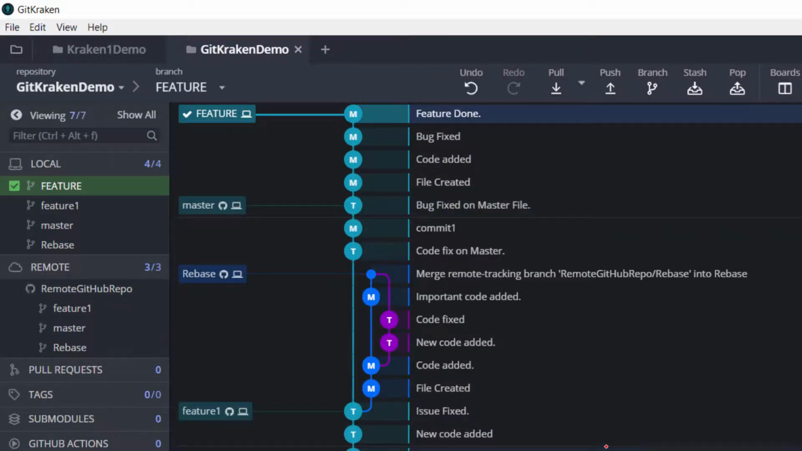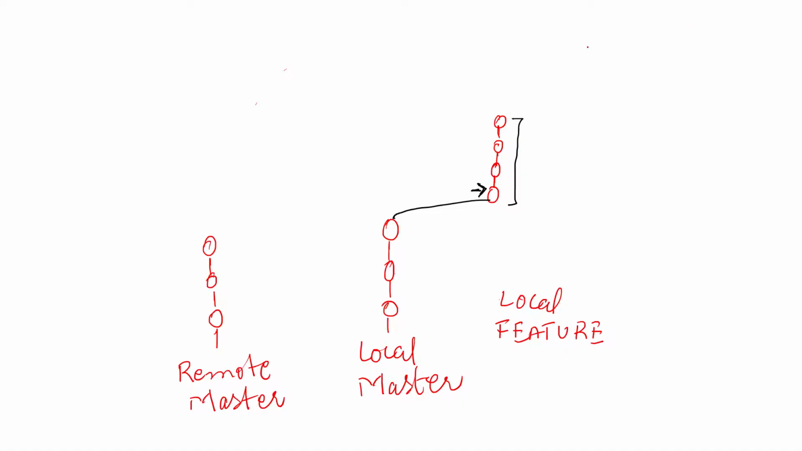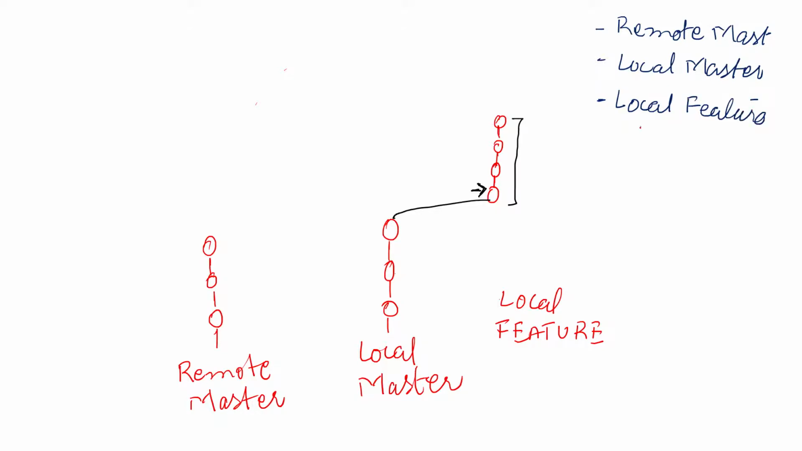Okay, now let's try to understand this process once again. So we have the remote master. Then we created the local master that was synced with the remote master. Then we created the local feature branch. We made some commits, right? Commits on the feature branch.